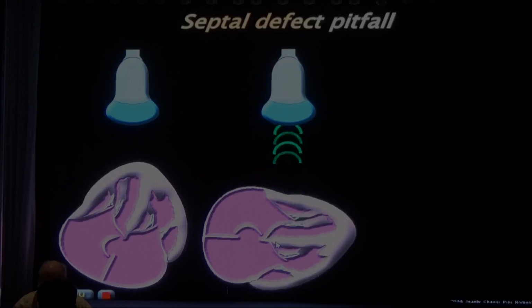The problem is that the majority of ventricular septal defects are more narrow than the width of the beam. So the edges of the beam are going to be touching the edges of the septal defect, and the machine will average those echoes and cover the fact that there's a ventricular septal defect. So what is the solution for that?